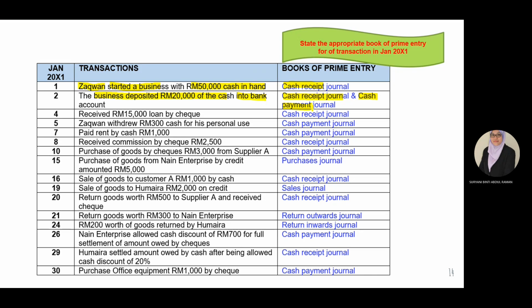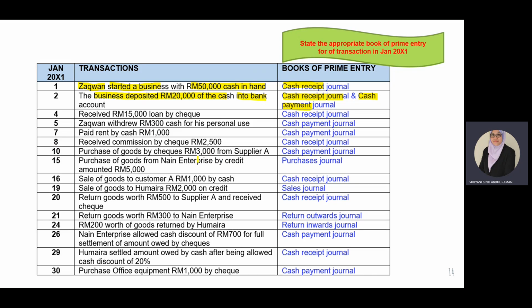journal. So as you can see, for the rest of the transaction, for example, on the 4th, 5th, 7th, and until 10th of January, it involved the inflow and outflow of cash. So we have to find the keyword to identify whether the transaction is to be recorded in the cash receipt or cash payment. Remember, cash receipt is to record the inflow of cash transaction, whereas the cash payment is to record the outflow of cash transaction. So you have to identify it accordingly.